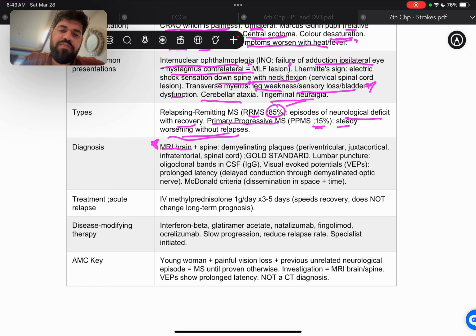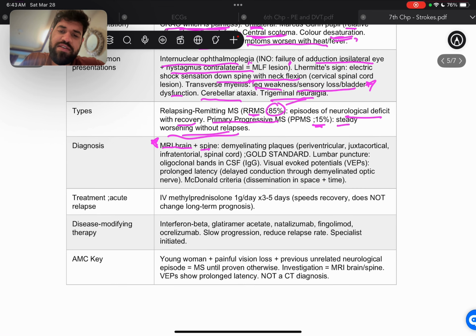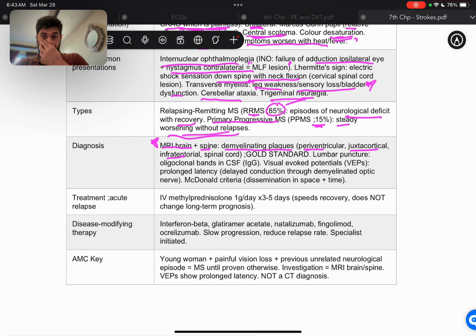Diagnosis is done by MRI brain and spine, where we see demyelinating plaques, especially in the periventricular, juxtacortical, and infratentorial regions and in the spinal cord. And the gold standard is MRI of the brain plus the spine. Then in lumbar puncture, we can see oligoclonal bands in CSF, which are IgG, and visual evoked potentials are another test. And what is that? It's prolonged latency, so delayed conduction through the demyelinated optic nerves.